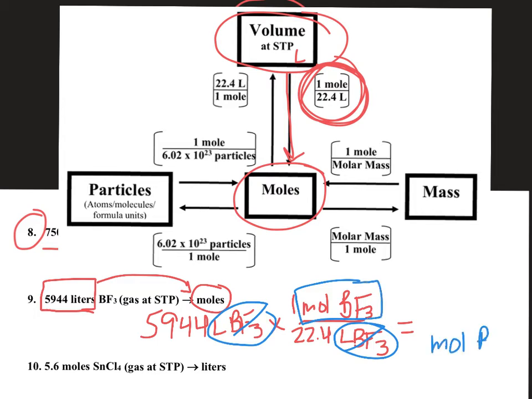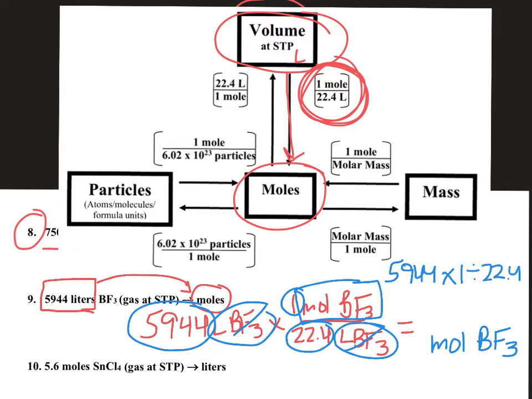So the map really does help you figure out what to multiply and divide by. Because we're going to take the first number, multiply it by the top, divide it by the bottom, that's going to be 5,944 times 1 divided by the bottom number, 22.4. And when you do that, put in your calculator, you end up getting about 265.36 moles of boron trifluoride.